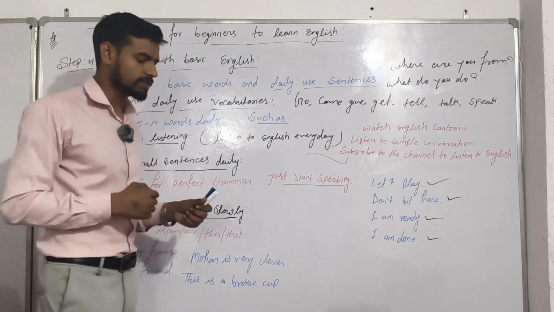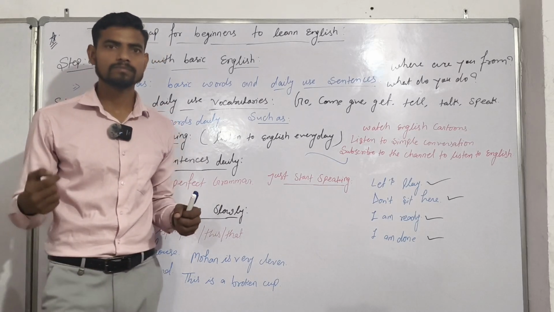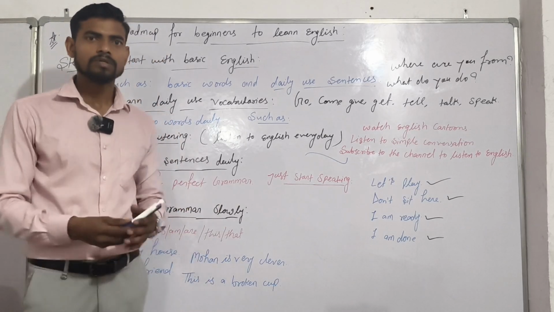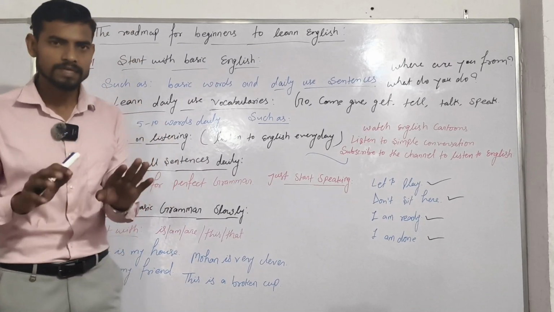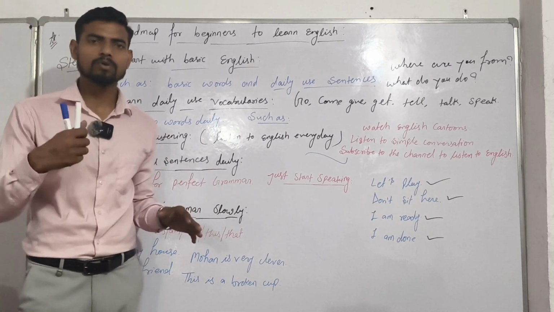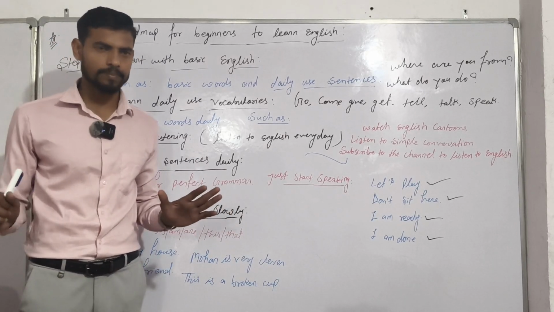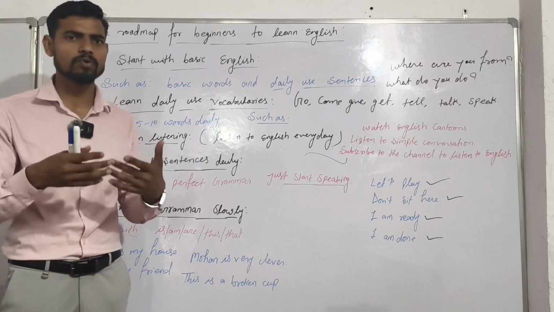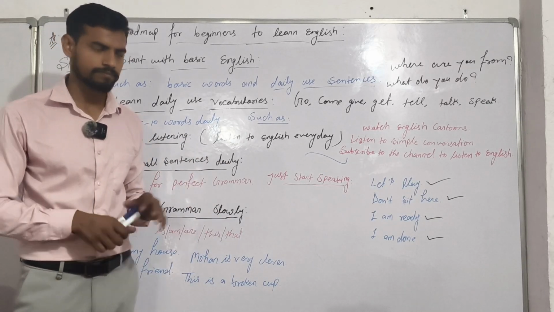Like I'm going to the office, I'm getting an auto, I'm getting a car. Now I have come to the office and I start working. These kinds of sentences you can make. These are daily use sentences. While going, while coming, while doing anything, you can use these sentences. Just describe your own work in your own words.